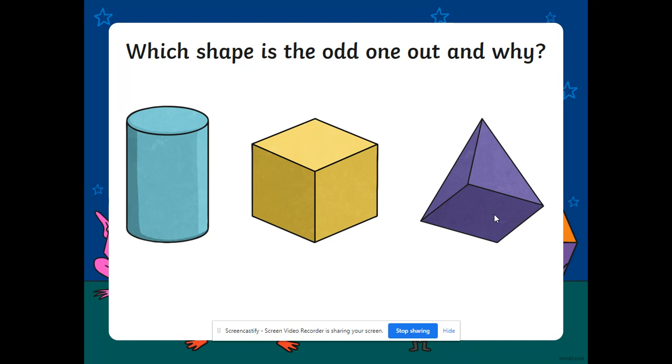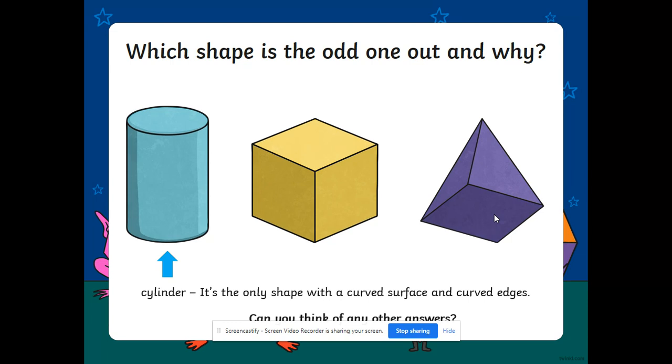So the question was to see if you can think which might be the odd one out. So the answer they had on here was a cylinder because it's the only one of these that has a curved surface and curved edges. So it's got 2 edges. But in the live sessions, we'll have a think if anyone's got any different answers as well. So you could think about things like the amount of faces. You could think about how many edges, how many vertices.